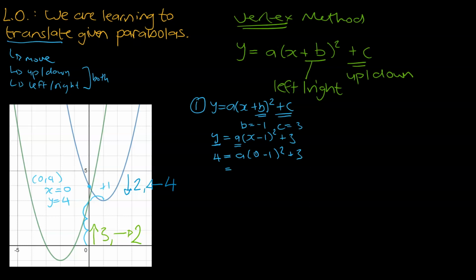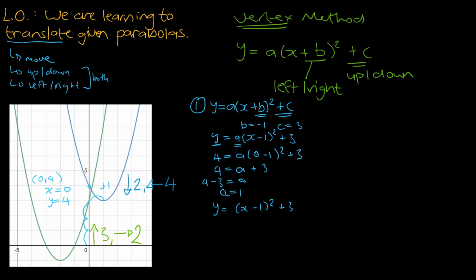Well, 0 minus 1 is negative 1. Negative 1 squared is 1. And 1 times a is a. So it's going to be a plus 3 equals 4. 4 minus 3 equals a. And that means a is going to be equal to 1. And that means our formula, y is going to be equal to x minus 1 squared plus 3. And just note, there's no a value in front because anything times 1 doesn't change, it's the same thing.